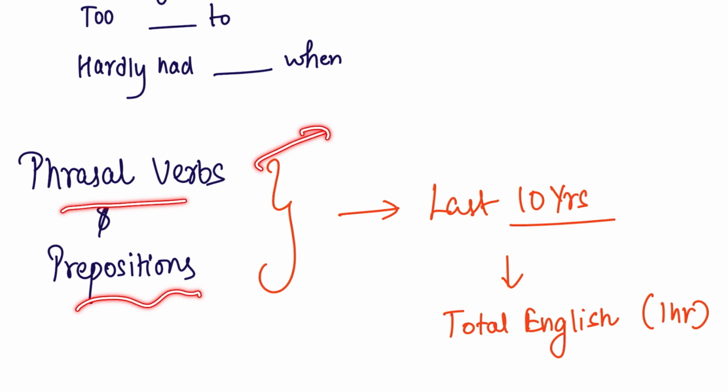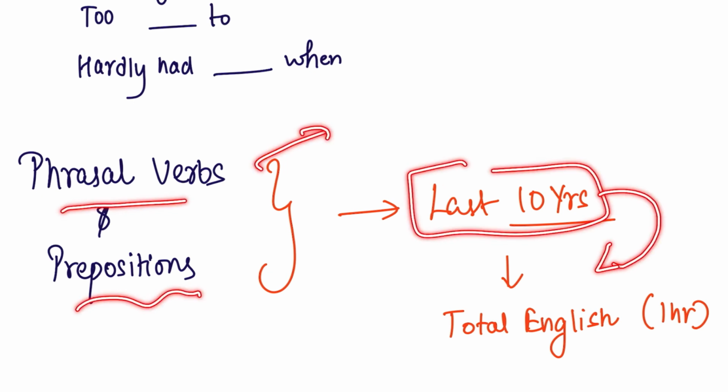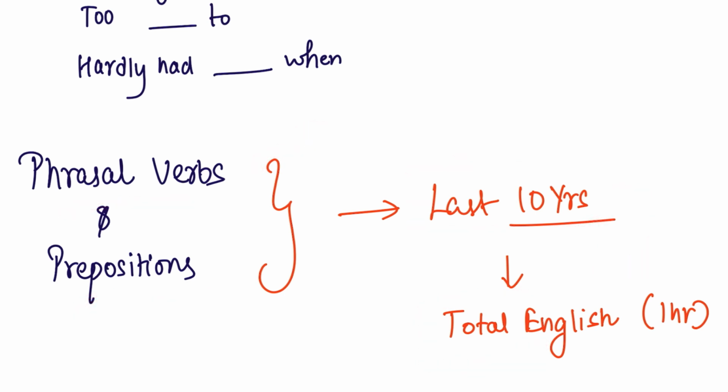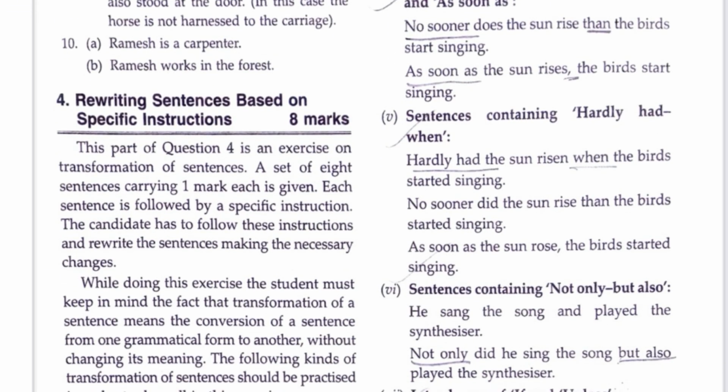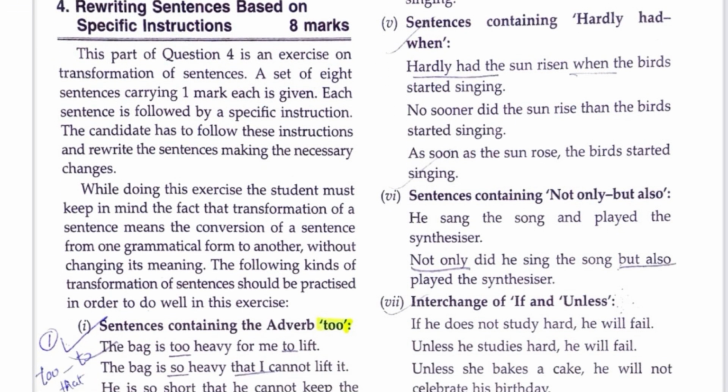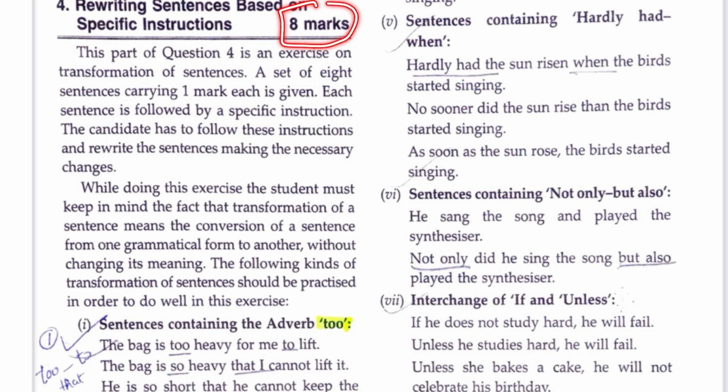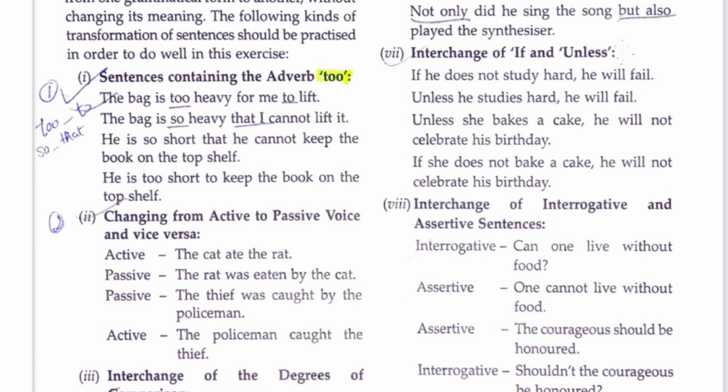For this you need a lot of practice and you can refer to the last 10 years. Or if you're not satisfied with it, you can then try out Total English Workbook, wherein all the prepositions and transformation of sentences practice questions are given. Then we have rewriting sentences based on specific instructions. So I'll tell you the kind of sentences that are asked. First is sentences containing the adverb too.